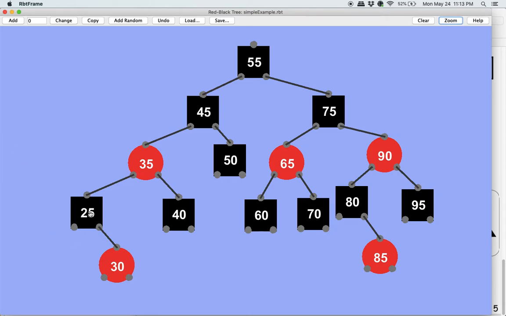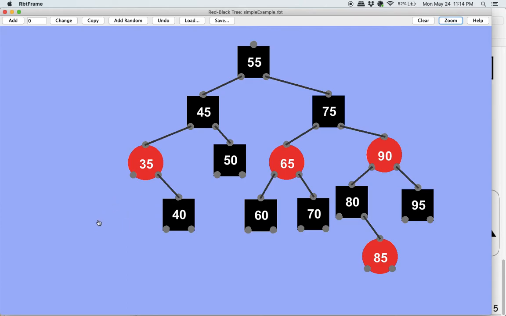Next one, we delete the 25. Well, this has got a single child, so we just do the standard single child replacement. We basically replace the 25 in this case with the 30, and we color the 30 black, and we are done. No transformations necessary. Now we decide we want to delete the 30.